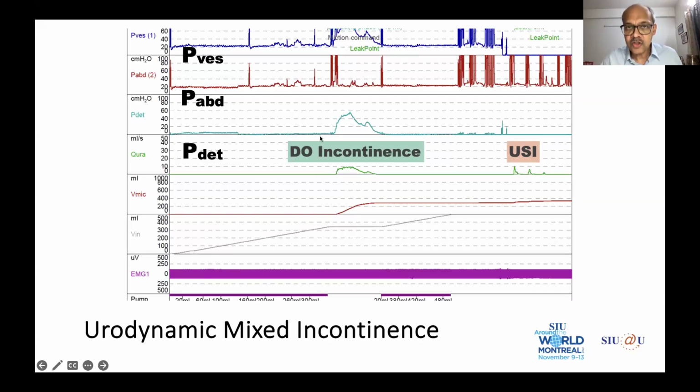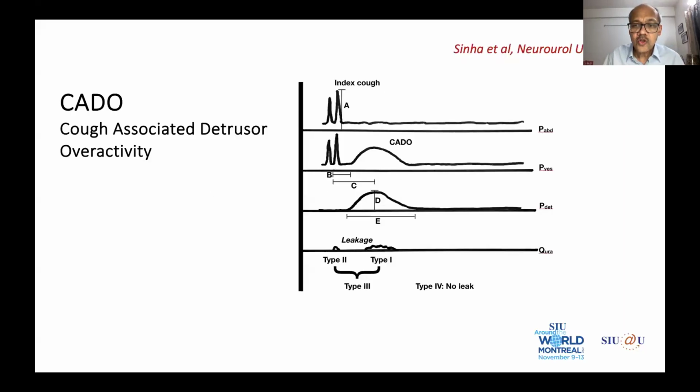And the third thing which doesn't show up here is that the urgency incontinence associated with the detrusor overactivity incontinence is unpredictable. It can happen while we are sitting and talking, and hence it's much more bothersome to patients. You can also get something called cough-associated detrusor overactivity incontinence, where the phasic cough will trigger a contraction, and that causes the leak. And this can mimic stress incontinence, but it's actually, depending on the type of CADO, often an urgency incontinence.